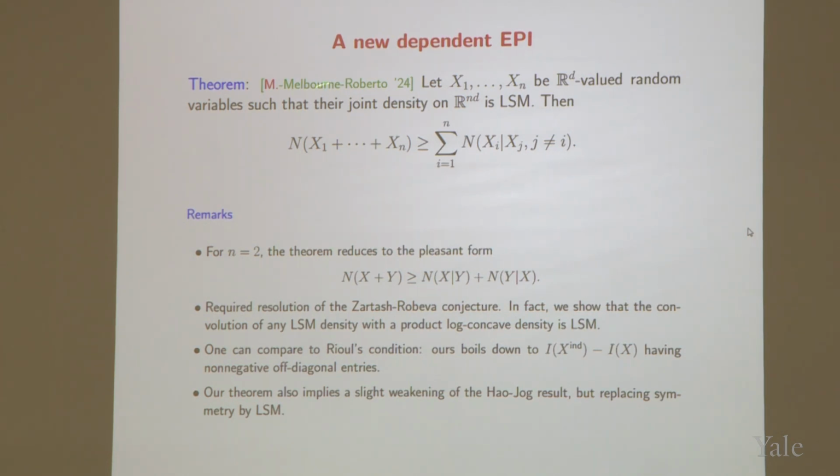In order to prove this theorem, we had to resolve the conjecture of Saumard and Robeva. So we showed that the convolution of any log supermodular density with a product log concave density happens to be log supermodular. One can also compare our result to the condition of Olivier Rioul. His condition was about the difference of these Fisher information matrices being positive semi-definite, whereas our condition boils down to it having non-negative off-diagonal entries. Our theorem can also be compared to the result of Hao and Jog, and it implies a slight weakening of that result, but replacing the assumption of symmetry by the assumption of log supermodularity.